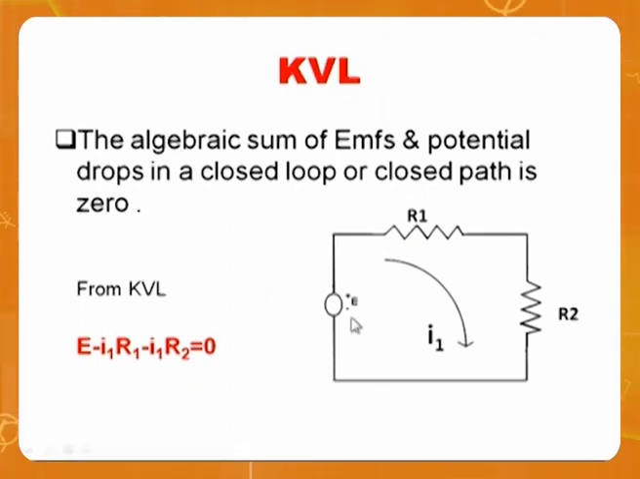You see here, we are going from minus to plus. When you go from minus to plus, this is called plus E. Along the current, we are taking minus. So therefore, plus E minus I into R1 minus I into R2. Please remember once again, when we are going from minus to plus, we say plus. Along the direction of current, we say minus. It is easy to remember: when you go along the current, you are going down. When you are going down in potential, you can put minus. That's the best way to remember.